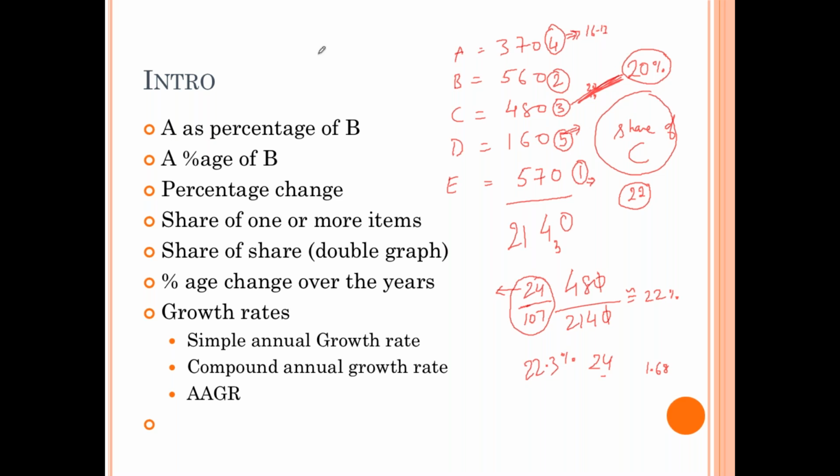So if we arrange the values in descending order, the highest value will have the highest share, the lowest value will have the lowest share, and the middle value will have a share which is very near to the average. Got it, everyone? Okay. Then I will give you share of share. Can you give me an example of share of share?